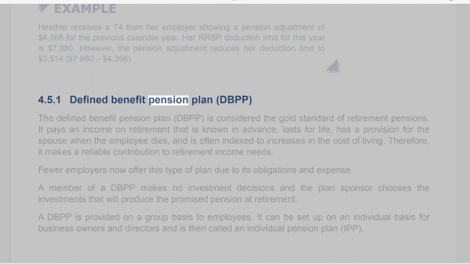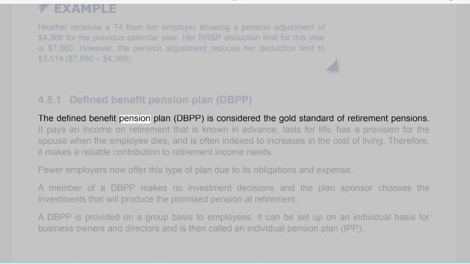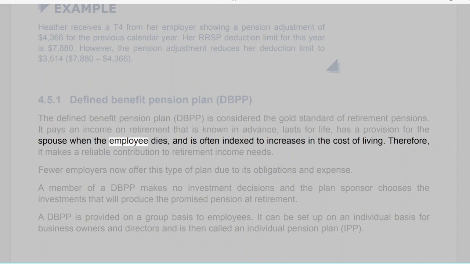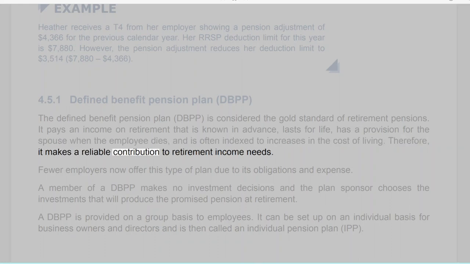4.5.1 Defined Benefit Pension Plan, DBPP. The Defined Benefit Pension Plan, DBPP, is considered the gold standard of retirement pensions. It pays an income on retirement that is known in advance, lasts for life, has a provision for the spouse when the employee dies, and is often indexed to increases in the cost of living. Therefore, it makes a reliable contribution to retirement income needs.